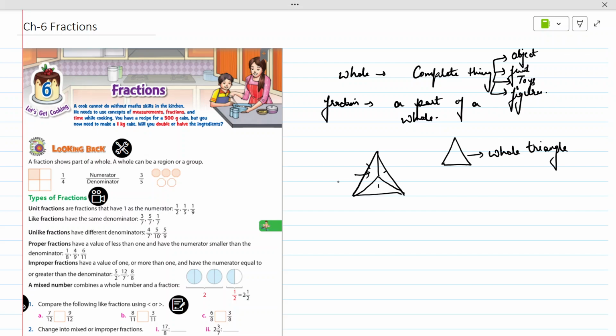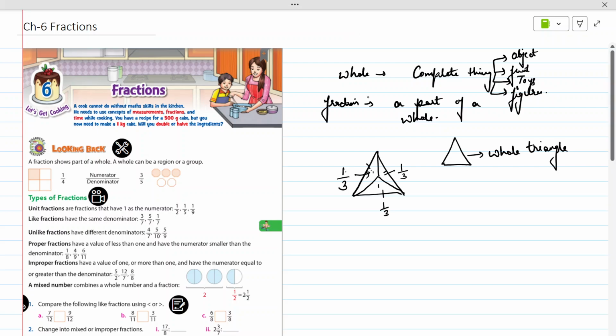Okay, so this one is one fraction, one part of the three total parts. So this is 1 by 3. That means 1 denotes one part and 3 denotes the total number of parts which are there. Similarly, each part here is 1 by 3. Okay, so I hope you understood what is the whole thing and what is a fraction. A fraction is a part of whole.